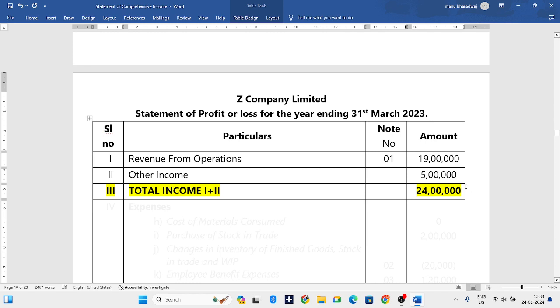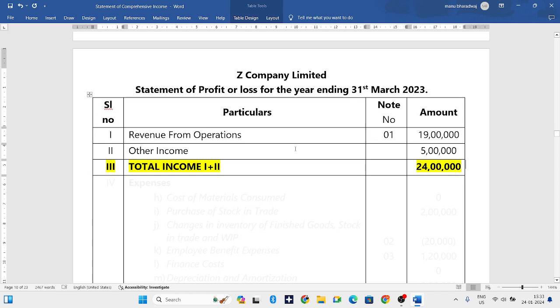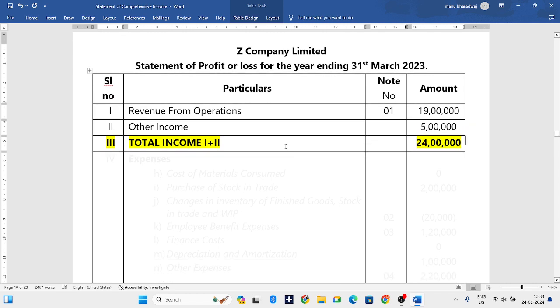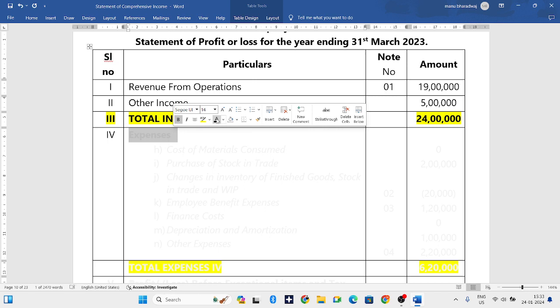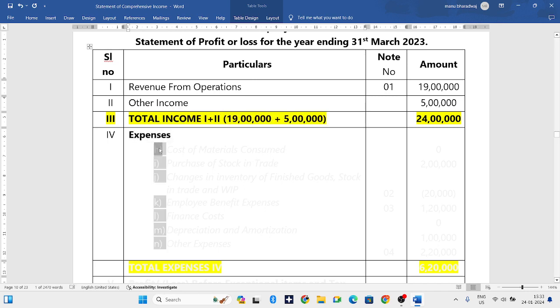This 24 lakh rupees is total income. How did we get this total income? By adding 19 lakh plus 5 lakh. Next, we have to write all the expenses. As you all are aware, expenses are classified as 7 different heads.